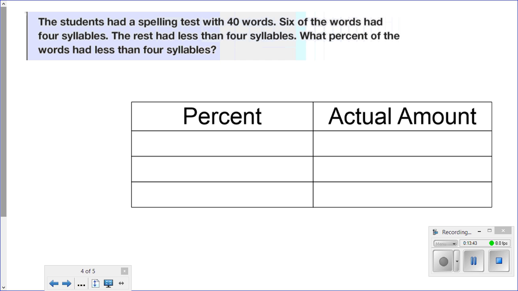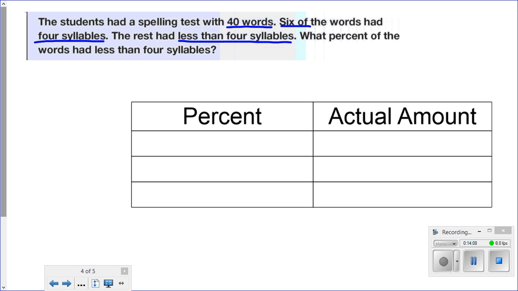I'm moving right along. I know we're getting close. The students had a spelling test. I'm just going to rush through this one, so pay attention and follow along. The students had a spelling test with 40 words. 6 of the words had 4 syllables. The rest had less than 4 syllables. What percent of the words had less than 4 syllables?